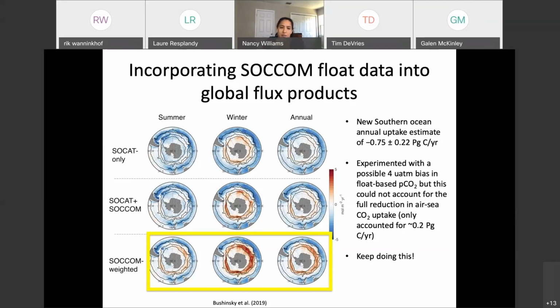They also experimented with what happens if there is a 4 microatmosphere bias in the float-based pCO2. If you subtract that from the whole SOCCOM data set, what's the effect on the total flux? They found that when you remove that bias, you do get a reduction in the outgassing of about 0.2 petagrams of carbon per year, but that can't account for the full difference of 0.75 that they're seeing.